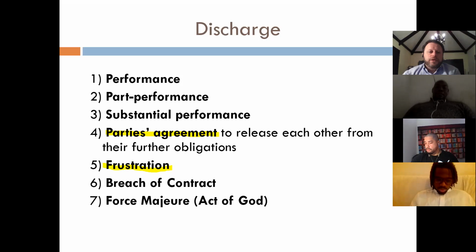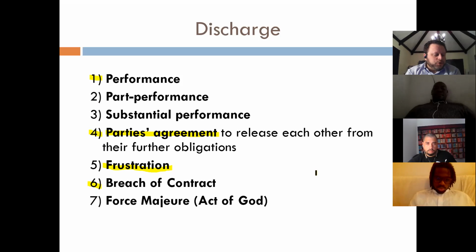Frustration, we'll talk about. Number 6, breach of contract, right? So number 1 is you keep the contract. Number 4 is you agree to terminate the contract. Number 6, one of us breaks the contract. That's it. You can always break a contract. Now let's talk about the little more complicated ones, 2, 3, 5, and 7.